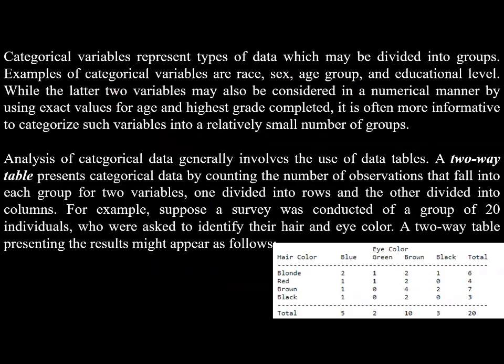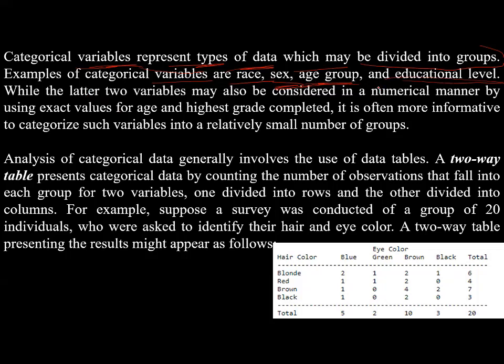Let us see with an example. Categorical variables represent types of data which may be divided into groups. That is, the values in categorical variables can be divided into subgroups. Examples of categorical variables are race, sex, age group, and educational level, for example.